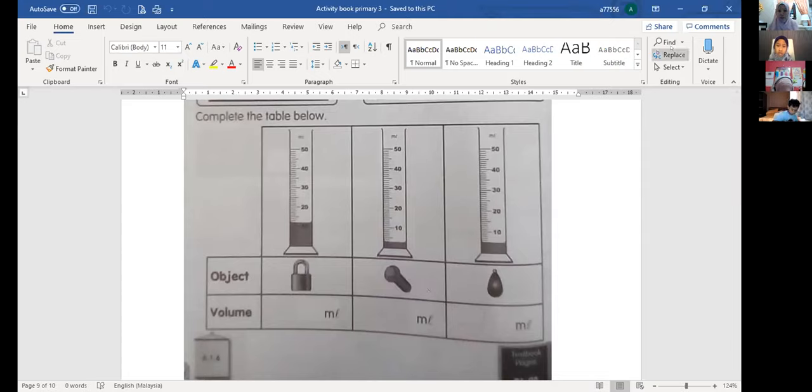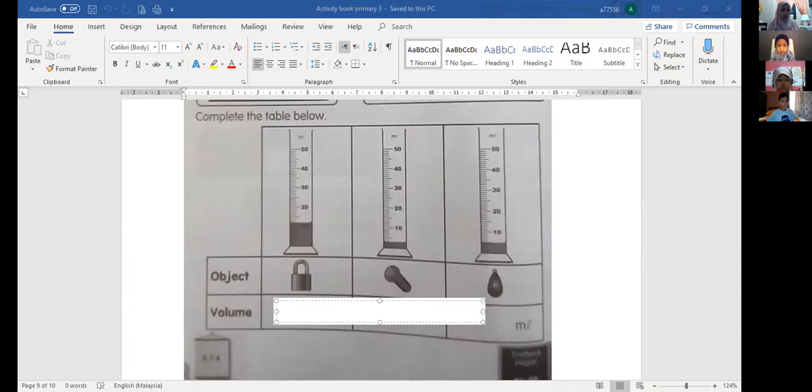Okay, anyone, can you give me the answer? What is the volume? You just take the reading from the measuring cylinder. This measuring cylinder shows the volume of the object. So, just take the answer from this measuring cylinder. Okay, can you give me your answer? What is the volume of the padlock here? Just read from the measuring cylinder. Look at your book. What is the reading of the measuring cylinder?